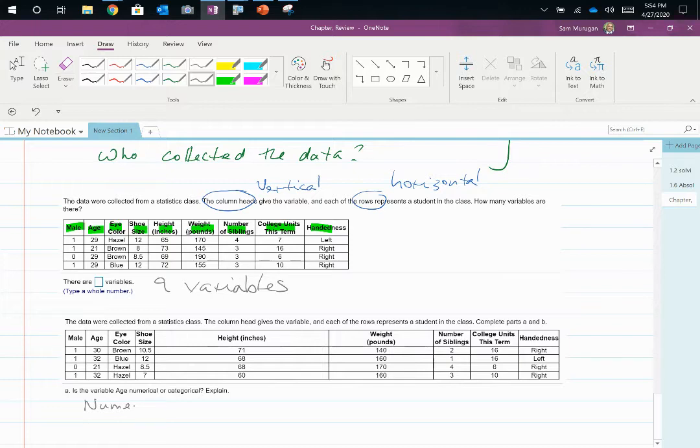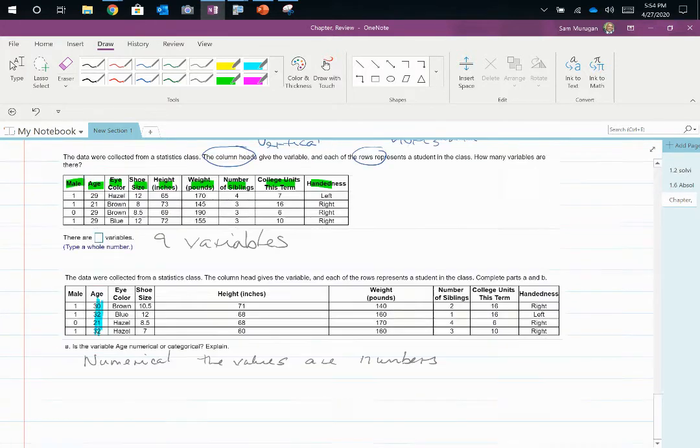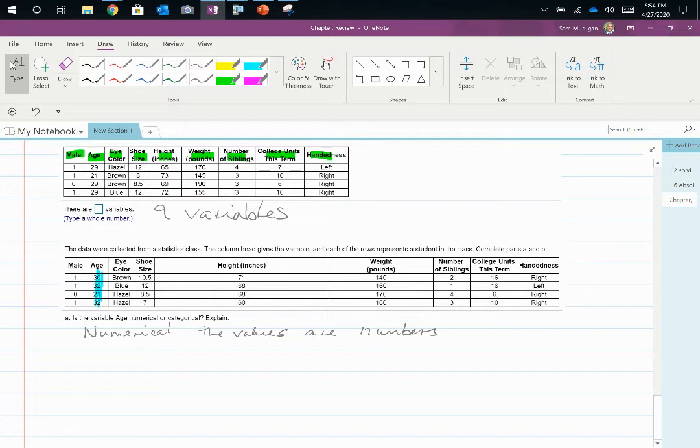It's because the values are numbers. Okay, if we look at the age column, we see that all of the values are numbers.